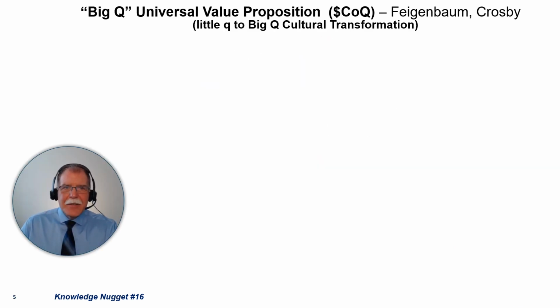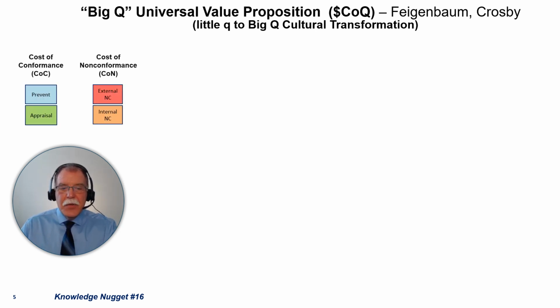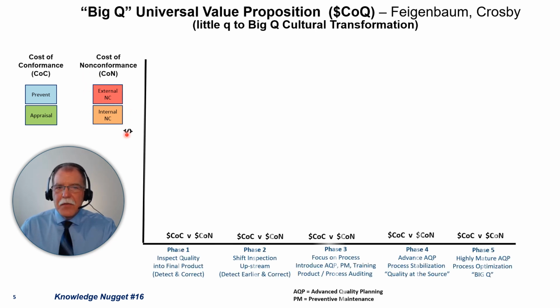So let's take a look at this universal value proposition, the cost of quality, from a different perspective. Let's take a look at it operationally within an organization, as an organization transforms its culture from little q quality to big Q quality. To do this, I'm going to use the traditional categories of the cost of quality, which are the cost of conformance, made up of preventive costs and appraisal costs, and the cost of nonconformance, made up of external nonconformance costs and internal nonconformance costs.